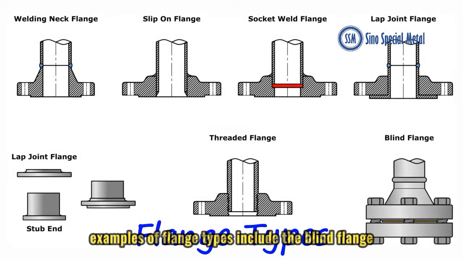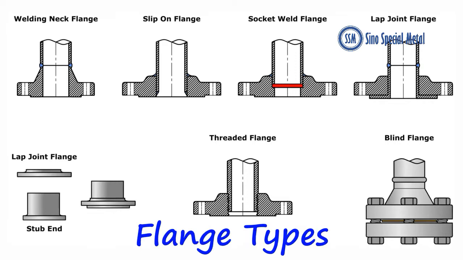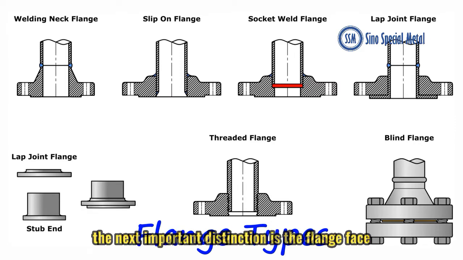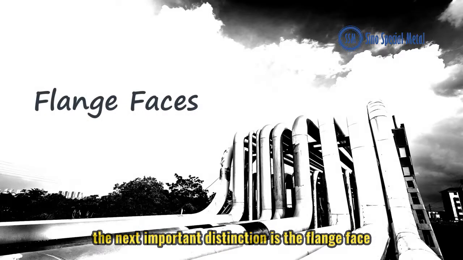Flange types. We're referring to the flange in its entirety, the design of the flange. Examples of flange types include the blind flange, socket weld flange, lap joint flange, slip-on flange, and threaded flange, also referred to as a screwed flange. These are flange types. The next important distinction is the flange face.